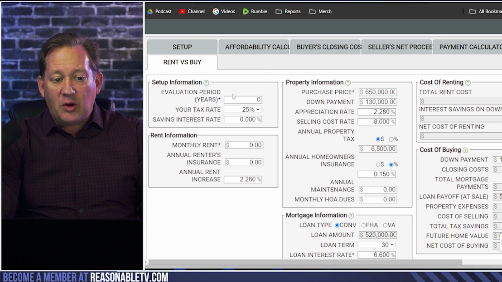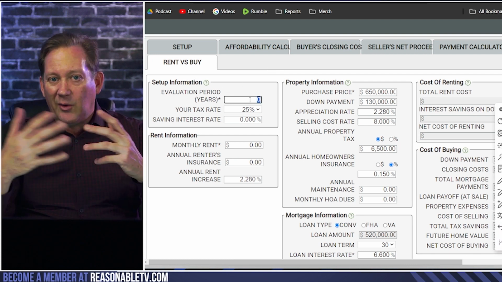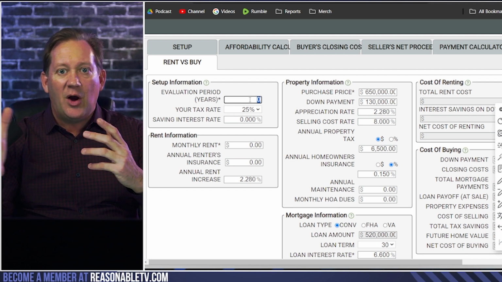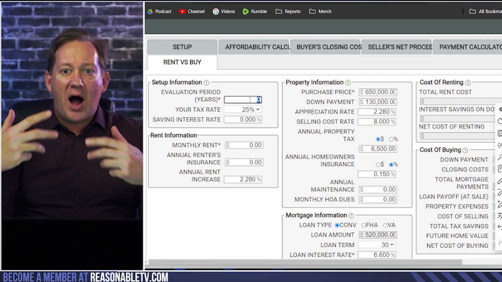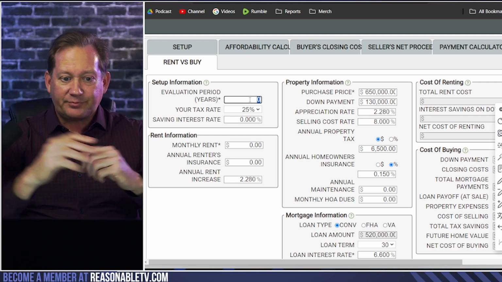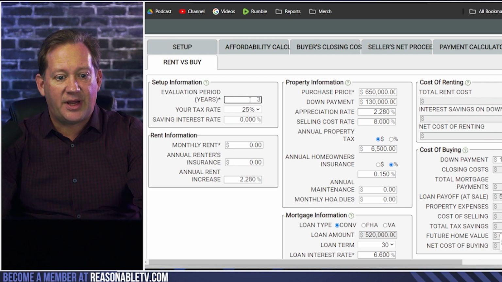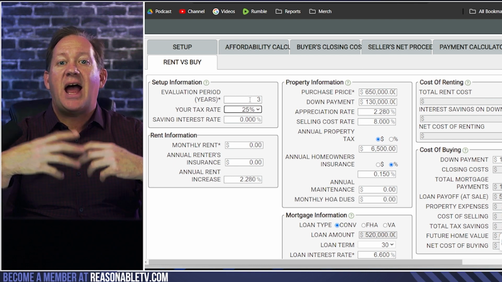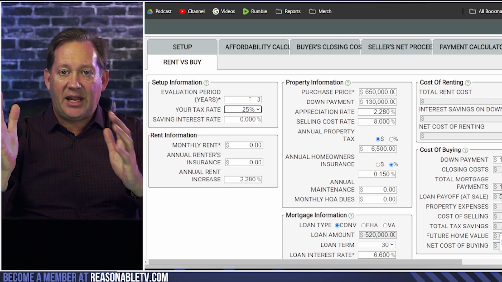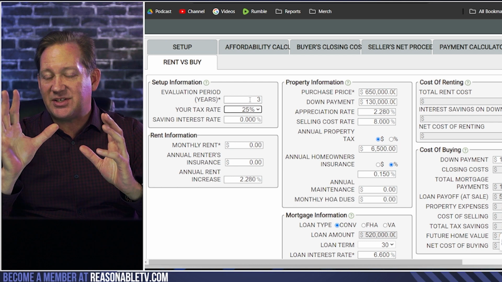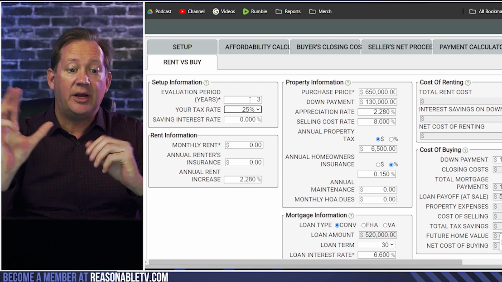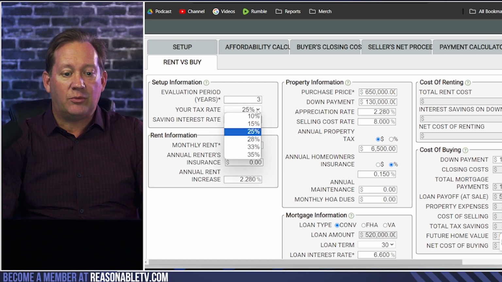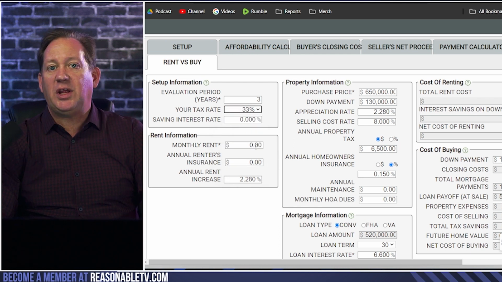All right, the evaluation period. Okay, so we're going to rent for the next 3 years. What does that look like if we bought now versus renting? So let's just throw in 3 years, okay? Your tax rate. This is the borrower's tax bracket because that impacts how your tax savings on a mortgage deduction, that stuff gets impacted. So let's kick it up to 33%.